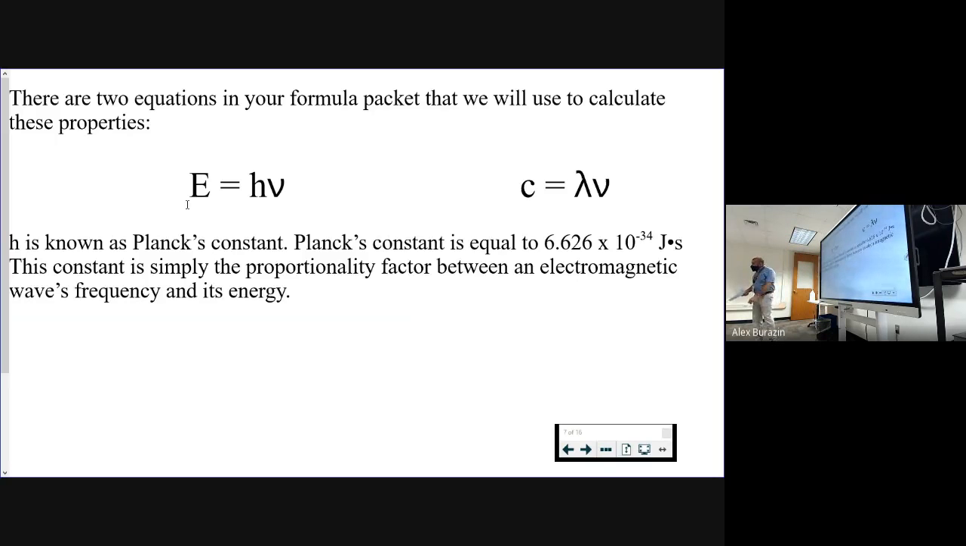They're very easy. You're given 2, you solve for the other. Or in this case, you're given 1, that's a constant, and you solve for the other. Okay? They're very, very easy math equations to use. But anyway, so this constant is simply the proportionality factor between an electromagnetic wave's frequency and its energy. This is the fudge factor, as I like to call it. Okay, it's how we make the frequency and the energy equal.